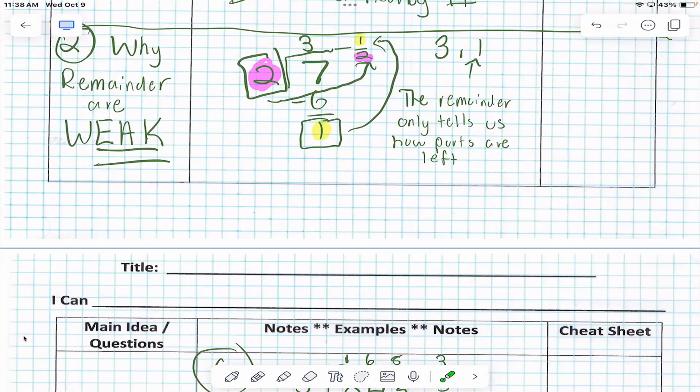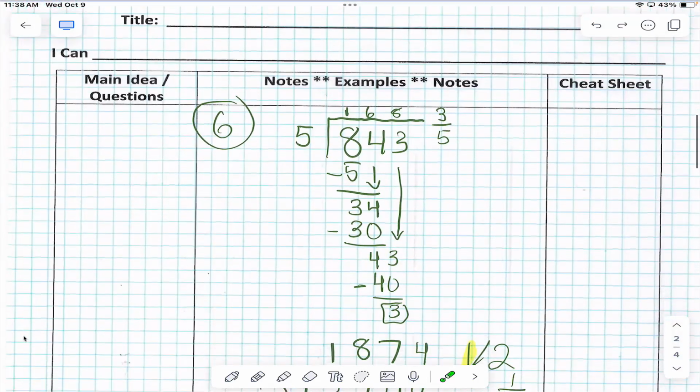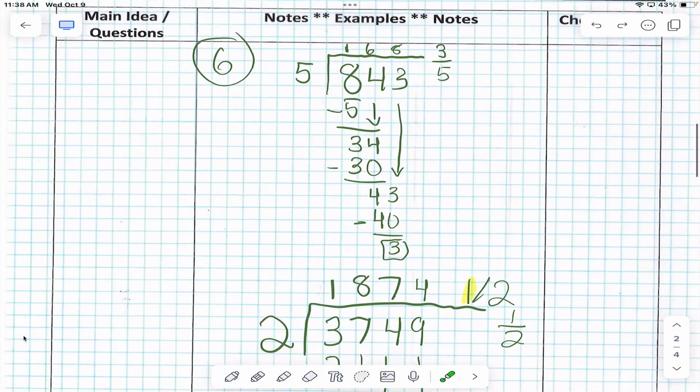Yes. Awesome. So the remainder only tells us how many parts are left. We want to know how we are breaking up those parts, so we want a mixed number, which will give us a half. Are we following? Yes. So we moved on, and we started to get bigger numbers.